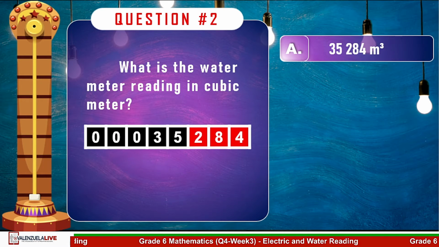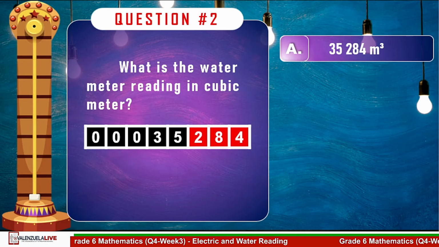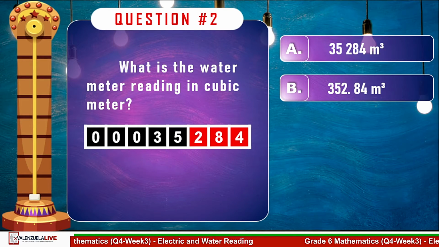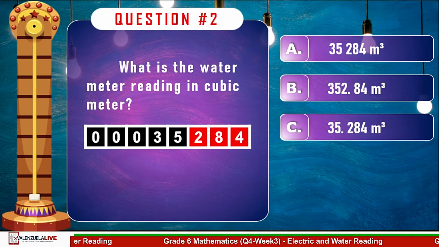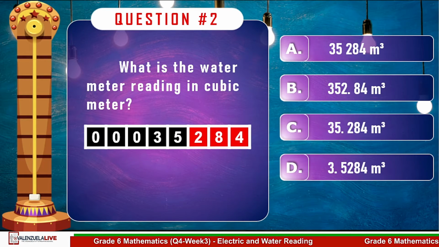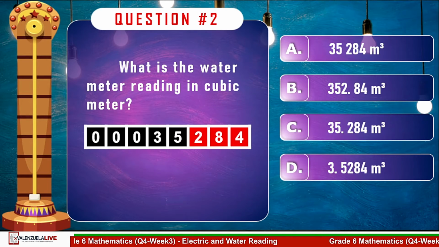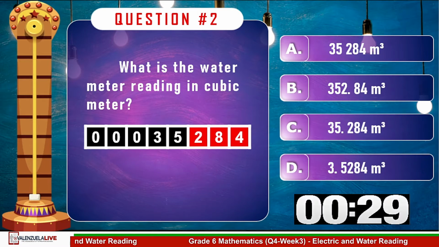The choices are letter A, 35,284 cubic meters. Letter B, 352 and 84 cubic meters. Letter C, 35 and 284 cubic meters. And letter D, 3 and 5,284 10,000 cubic meters. Your 30 seconds. Timer starts now.